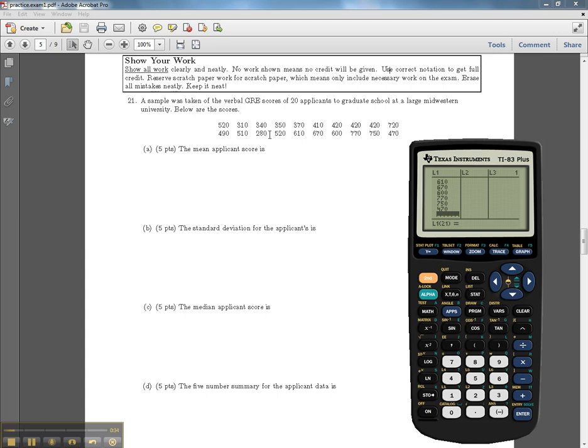Anyway, what we could do is we could do it by hand, adding all these 20 numbers and dividing it by 20. But because we know how to use the calculator to solve for this, let's just use the calculator because it's faster. And I've already put all the numbers into the calculator just to save time.